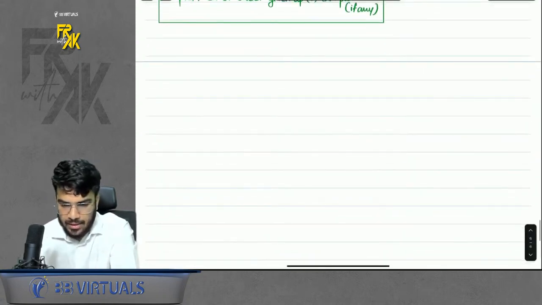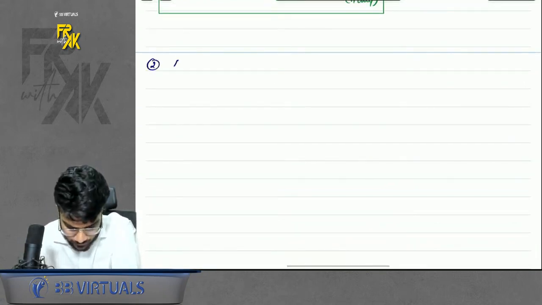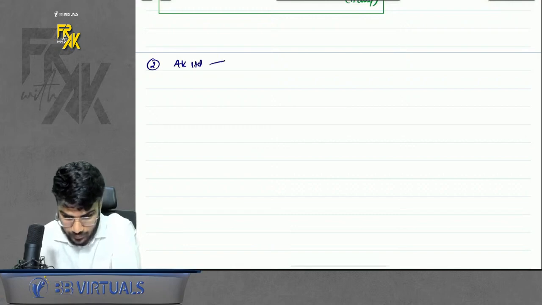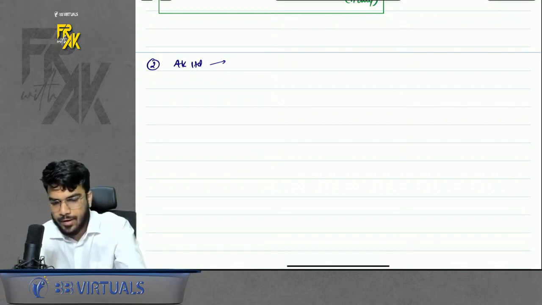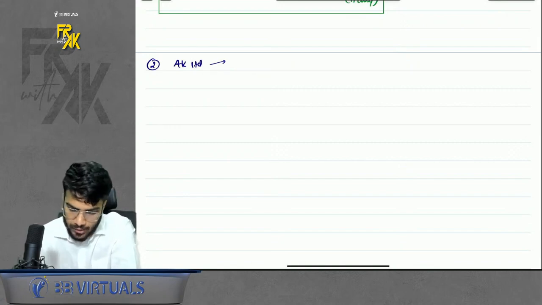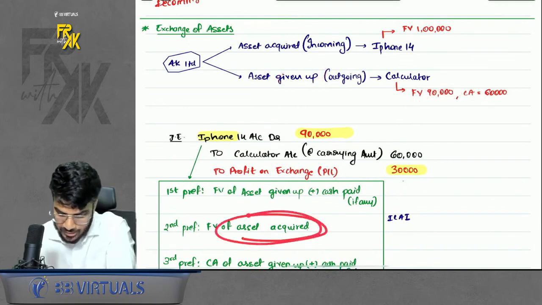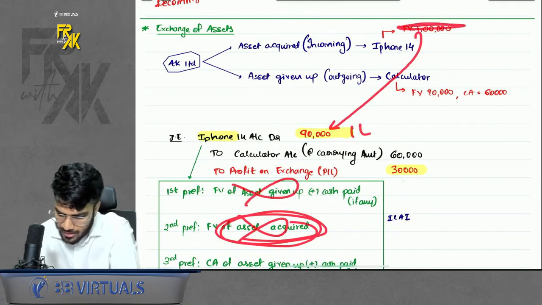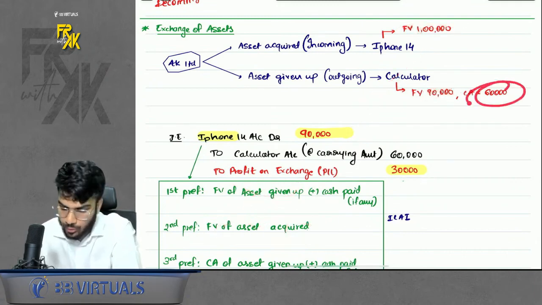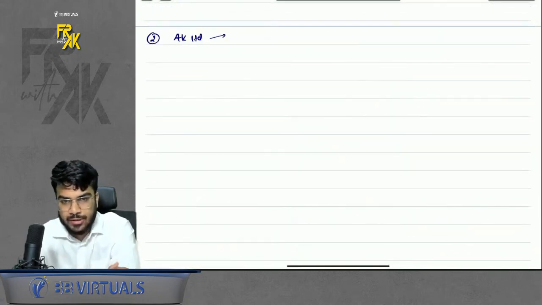Done, sir. Now let's take one more example in this concept of exchange, right? Second point. Let's say AK Limited. Is this clear? Yes or no, guys? We will take one more example. So what if we did not have the fair value of the given up asset? In that case, you would have taken the fair value of the asset acquired. That means you will record the iPhone at 1 lakh in that case. What if we don't have this as well? In that case, you will record the iPhone at the carrying amount only of the outgoing asset. Okay? Clear. Let's proceed further.